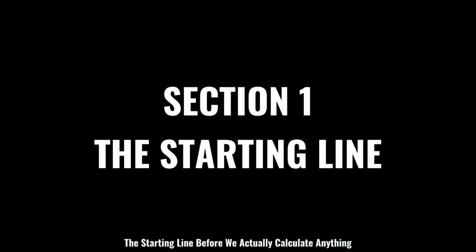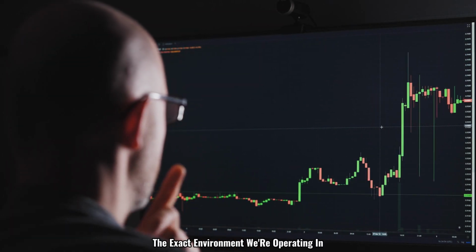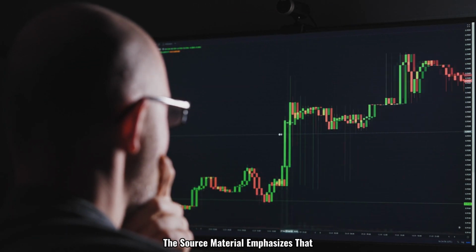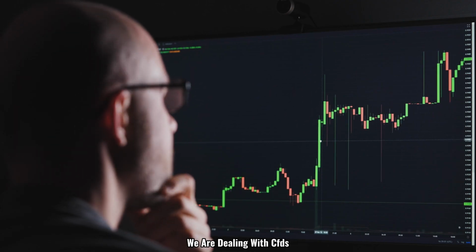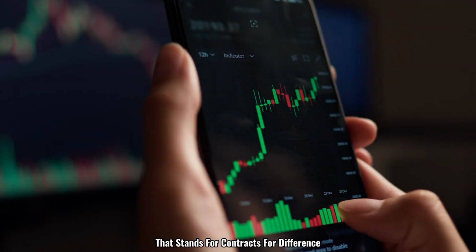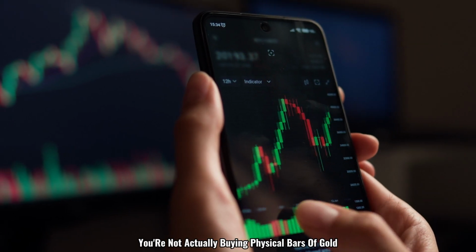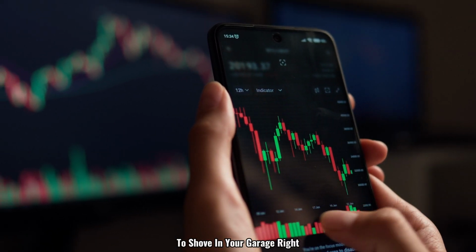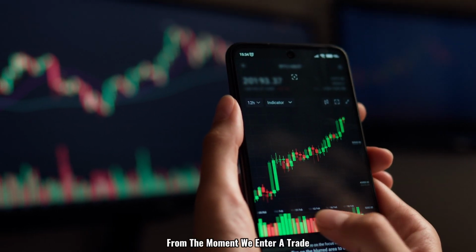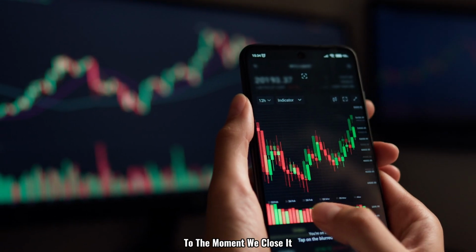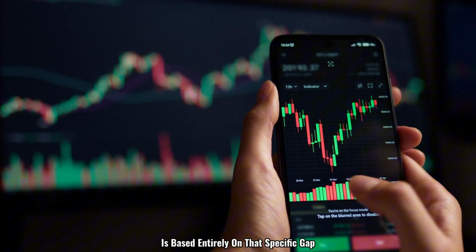Before we actually calculate anything, we really need to understand the exact environment we're operating in. The source material emphasizes that whether we're trading Forex, gold, or oil, we are dealing with CFDs. That stands for contracts for difference, meaning you're not actually buying physical bars of gold to shove in your garage. Right? Our primary focus is strictly on the exact price difference. From the moment we enter a trade to the moment we close it, every calculation from here on out is based entirely on that specific gap.